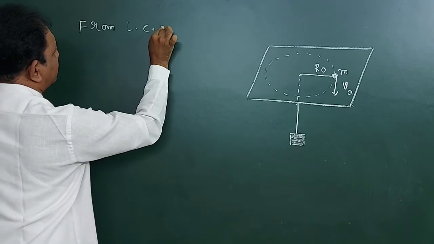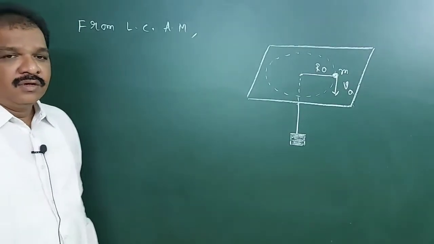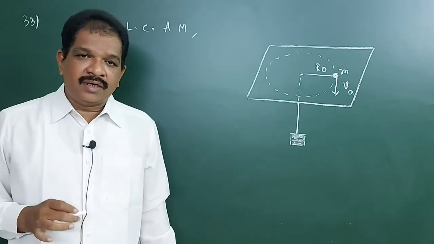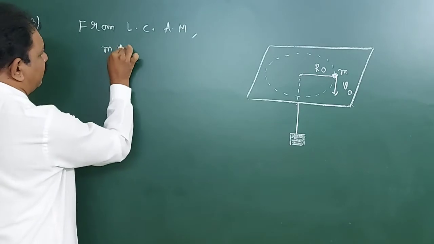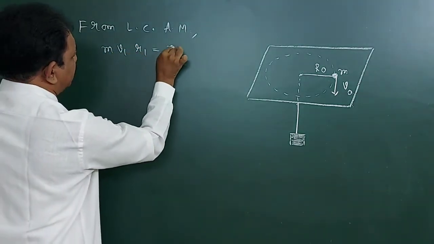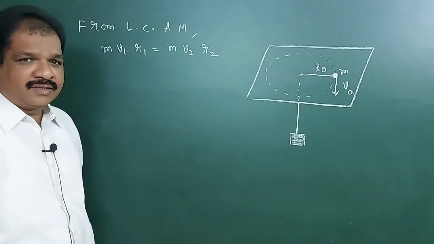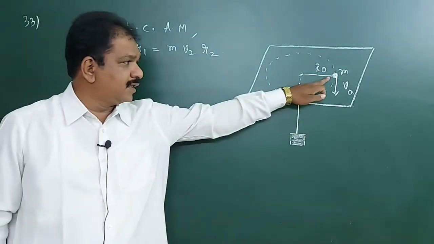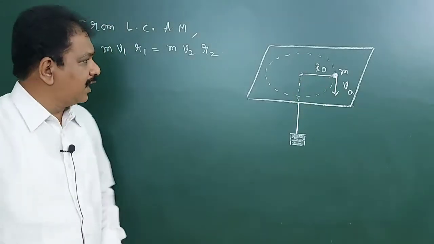From the law of conservation of angular momentum, mvr remains constant. So mv1r1 is equal to mv2r2. The mass is the same, it is not changing. The radius decreased. What will happen to the velocity?